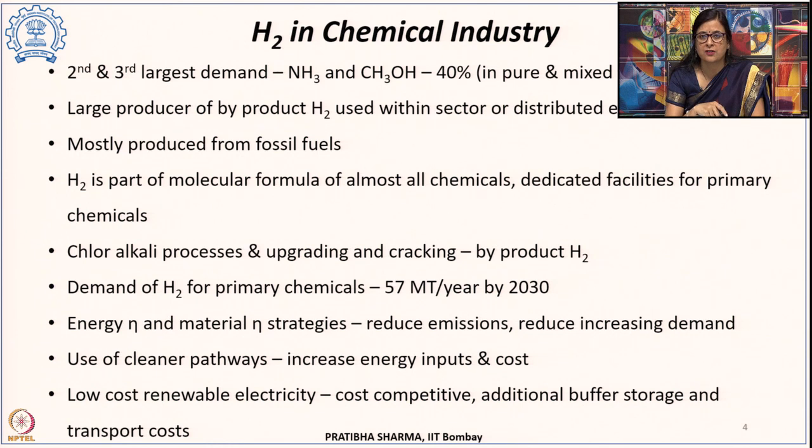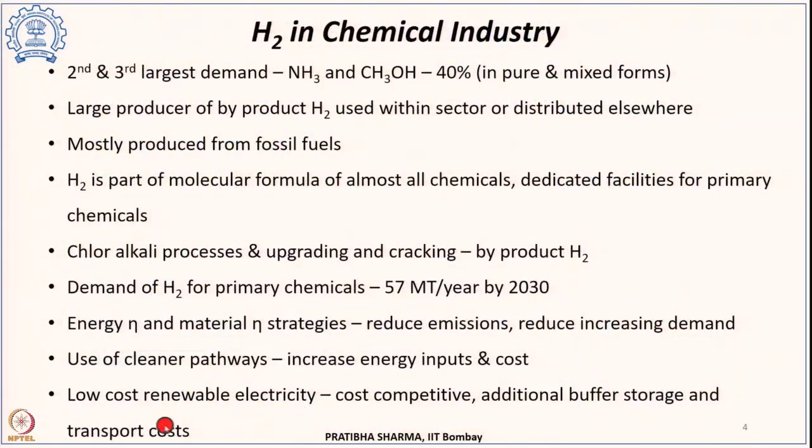Now, if low cost renewable electricity is used in some of the countries which have a high renewable energy potential and their electricity prices are currently also low, they are cost competitive. So, the hydrogen produced for the chemical industry is currently also cost competitive as compared to the production of hydrogen from natural gas or coal. But the only additional requirement is that, since this will be renewables based electricity, there will be intermittency associated with the renewables, so there will be an additional requirement of buffer storage, and these renewable power plants may not be close to the chemical industry. So, there will be a cost associated with the transport of hydrogen.